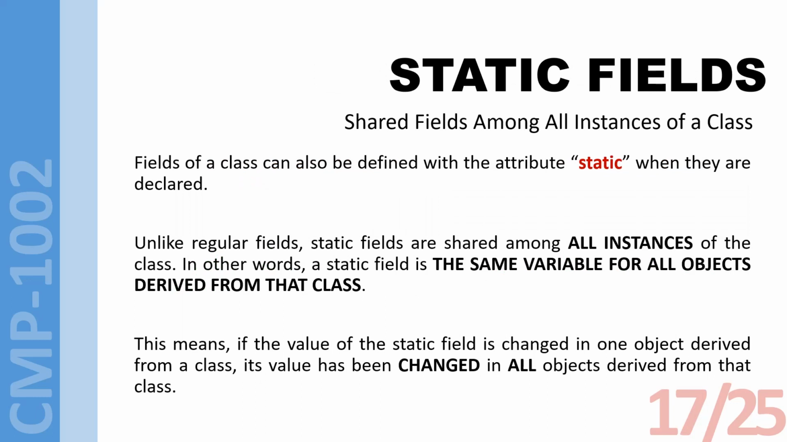Fields of a class can also be defined with the attribute static when they are declared. If you declare a particular field as static, unlike the regular fields, these ones will be shared among all instances of the class. In other words, a static field is going to be the same variable for all objects that have been derived from that class. So this is not a field of an object, it is a field of the class. So if one of the objects changes the value of this particular field, its value will be changed through all other objects derived from this class, because it is not part of an individual object. It is part of the whole class.